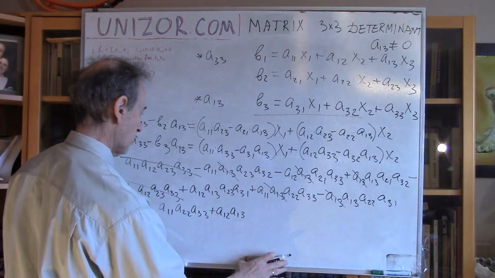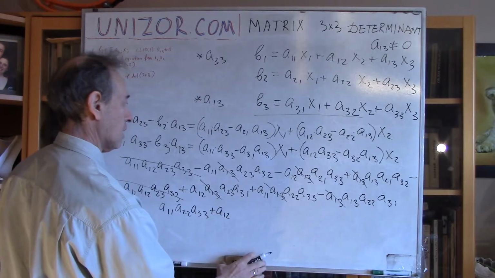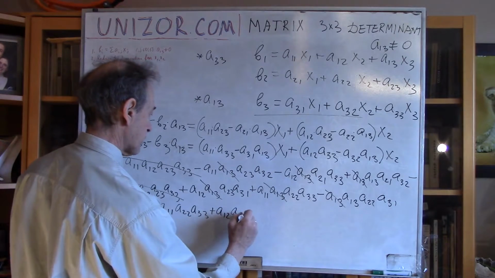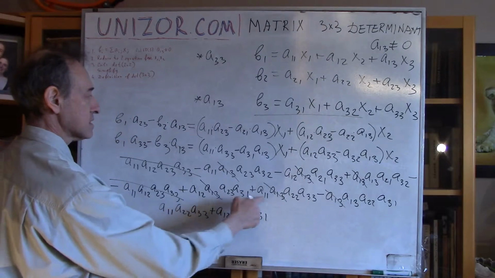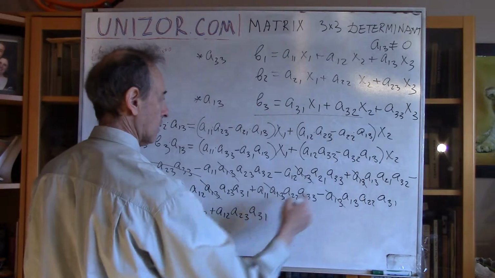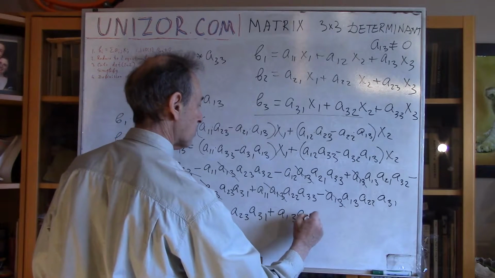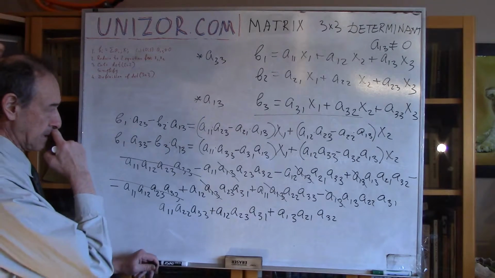Oh no, there is no A13 anymore. Yes, A23 and A31. So this is done, and this is another with a plus. A13, A21, A32. Okay. All pluses are done.